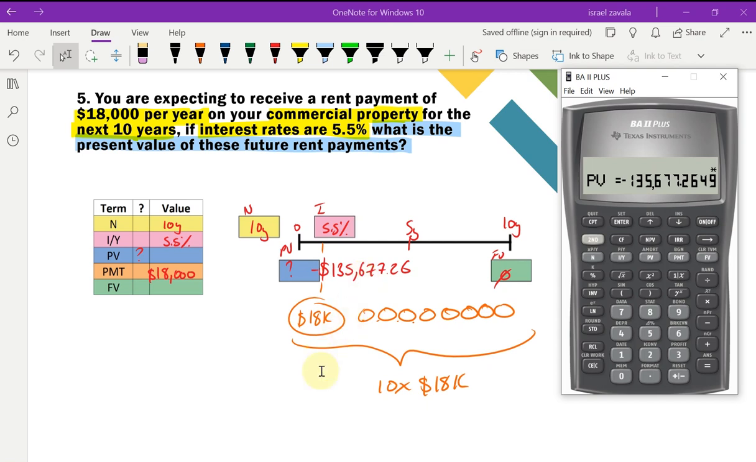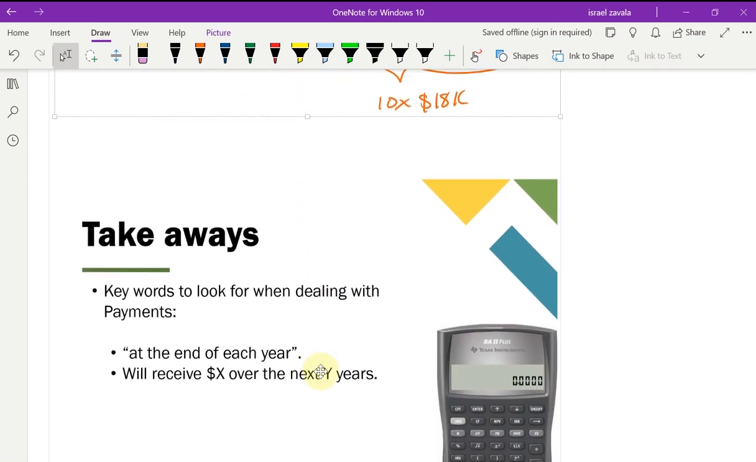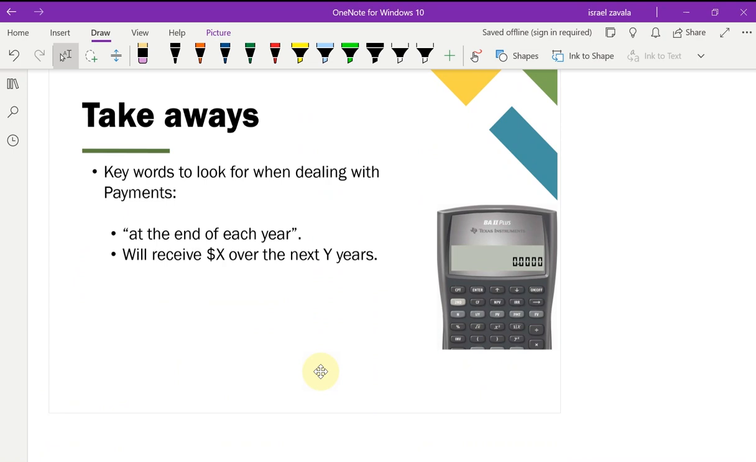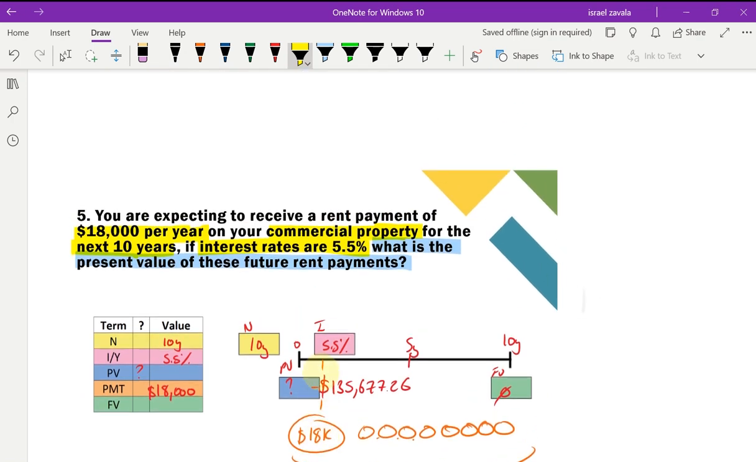Okay, all right, so we've gone through all the problems. Quick few takeaways, a few keywords to look for when you're dealing with payments: at the end of each year. Each year means that it's consistent. You're going to get it at the end of the year. That's a stream of payments. And also, we will receive X over the next Y years. That's very typical.